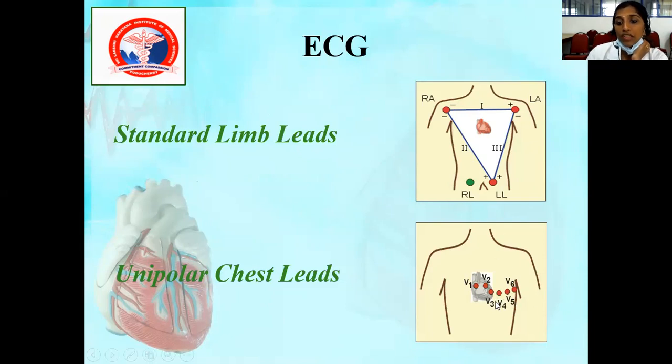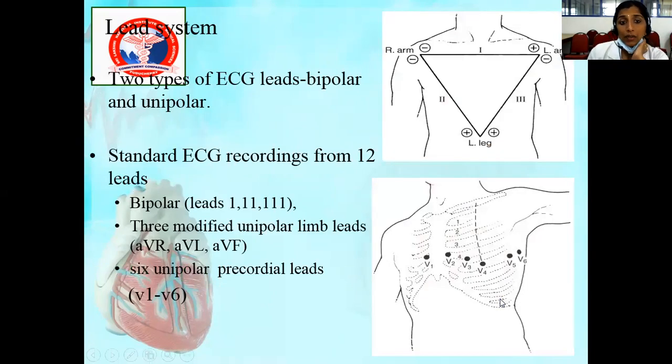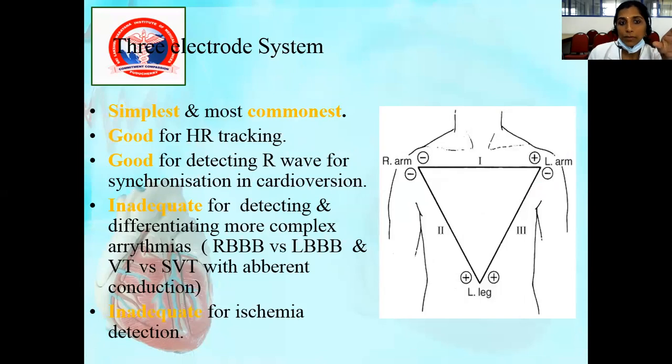Then we have unipolar chest leads from V1 to V6, and we have bipolar leads, and augmented limb leads. There are two types of system, the 3 electrode system and the 5 electrode system. The 3 electrode system is very simple and common. In that we put 3 electrodes on the right arm, left arm and left leg.